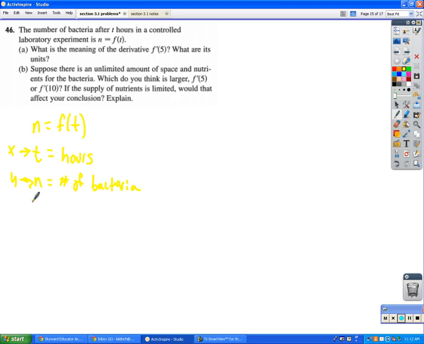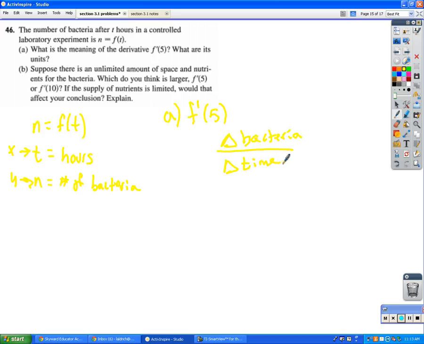So the meaning of the derivative f prime of 5: our units would be change in bacteria divided by change in time, hours. So f prime of 5 would mean the rate at which the bacteria is growing or dying off, depending on whether it's positive or negative, at 5 hours. Does that make sense? Because the y was bacteria and the x is time, and it's a derivative, so it's a rate of change.